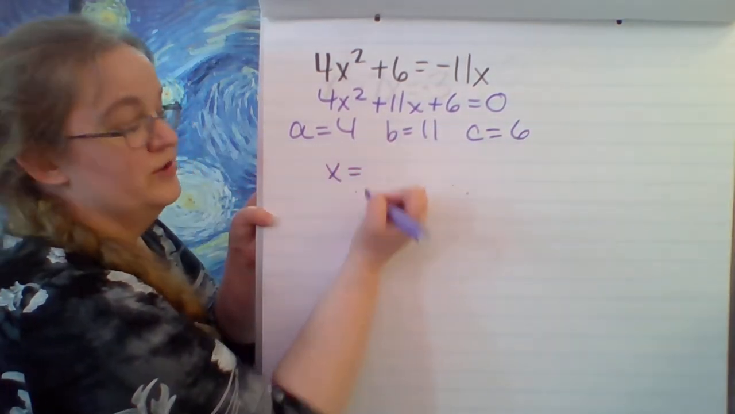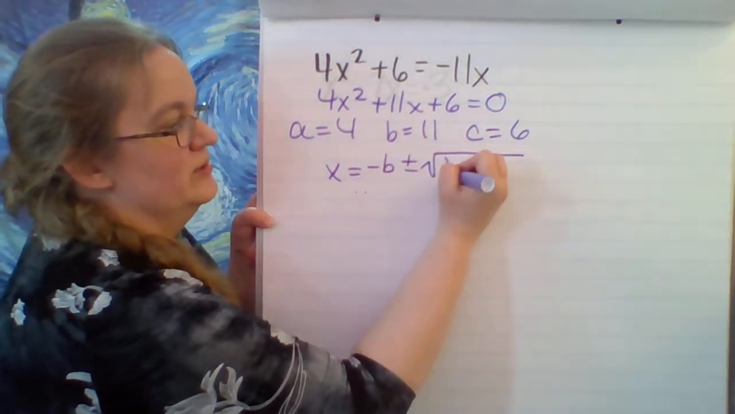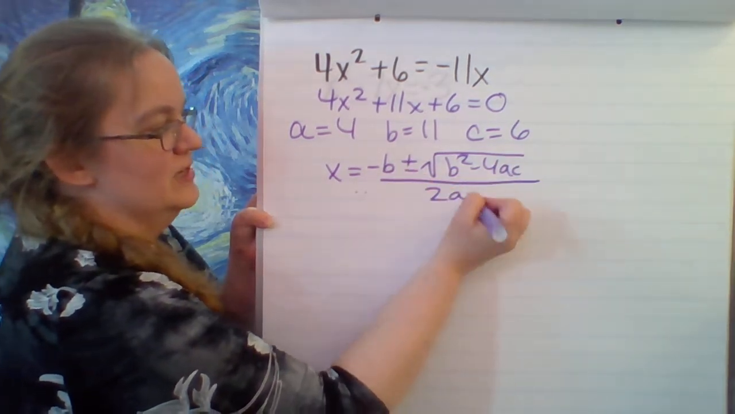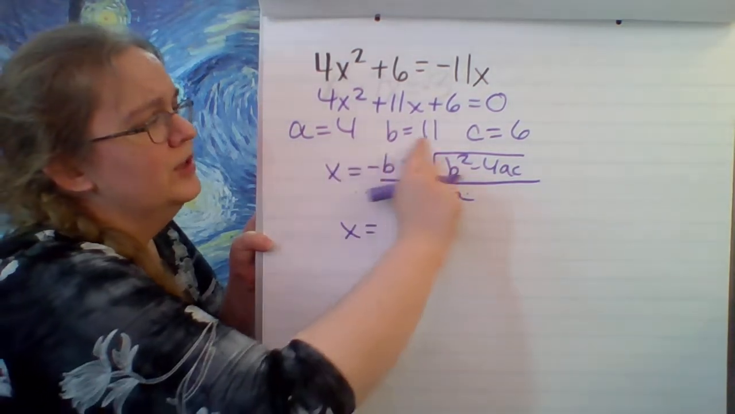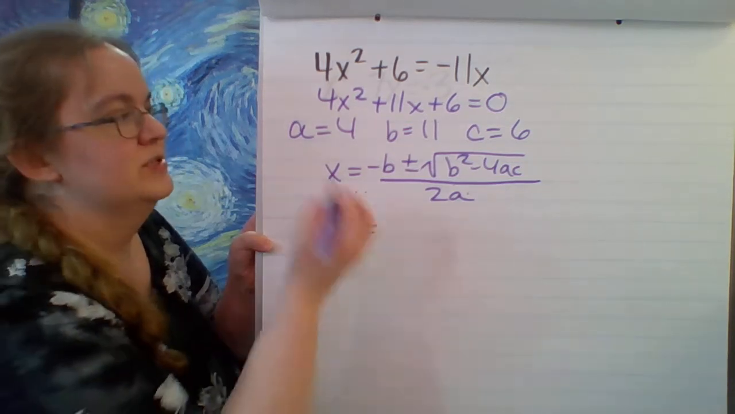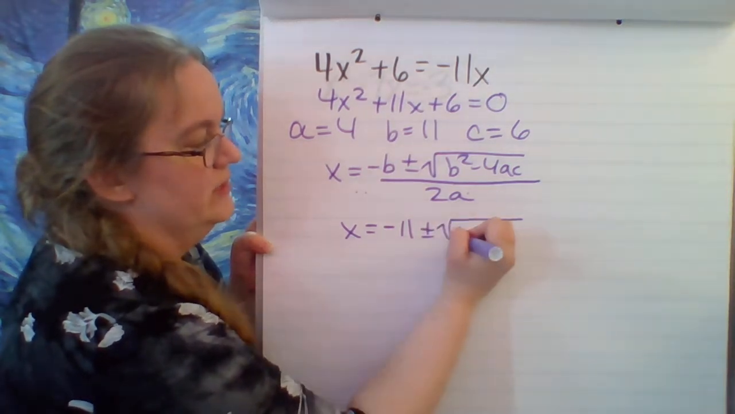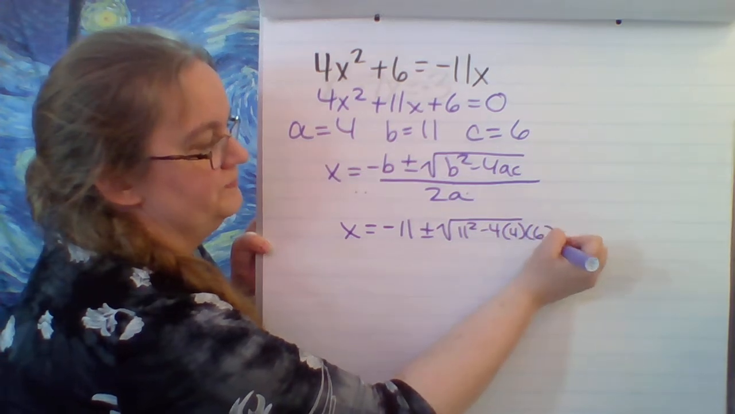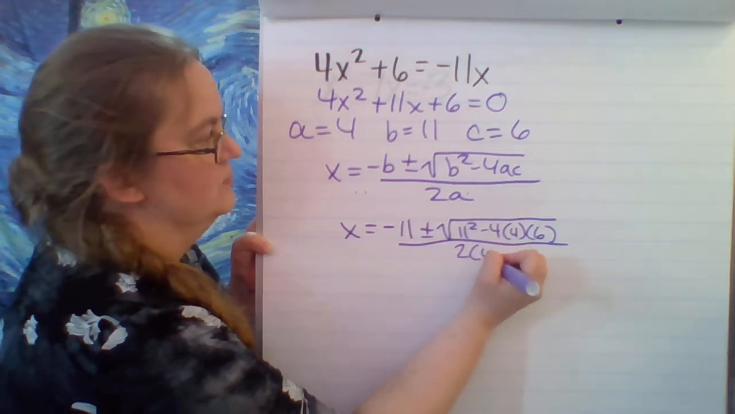I'm going to use my quadratic formula. So negative b plus or minus the square root of b squared minus 4ac, the whole thing divided by 2 times a. Okay, now you take the time to substitute in. All of these numbers are positive this time, so there's not anything tricky. So it's a matter of just substituting it in and finding your solution. Whole thing divided by 2 times 4.